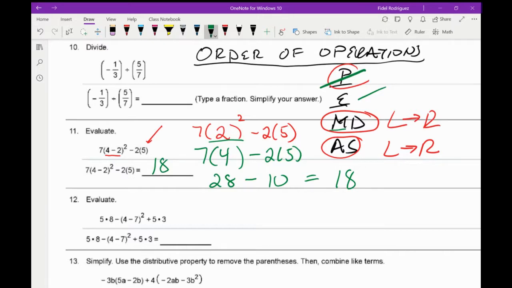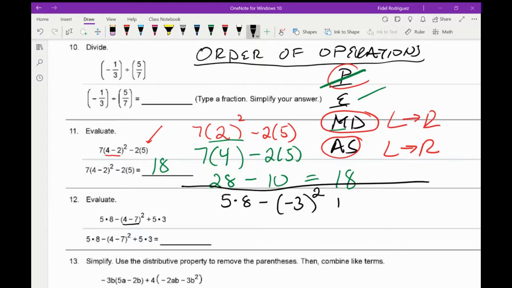And so guys, again, I'm going to just follow those order of operations, right? Parentheses, exponent, multiply, divide, whichever one comes first, as I go from left to right, and the same thing with adding and subtracting. So for this next problem here, we're going to do the same thing. We're going to take care of our parentheses. So I'm going to write here 5 times 8 minus, let's see, 4 minus 7 is a negative 3, that's being squared, plus 5 times 3. Okay, so we took care of that part. Now let's take care of our exponent.